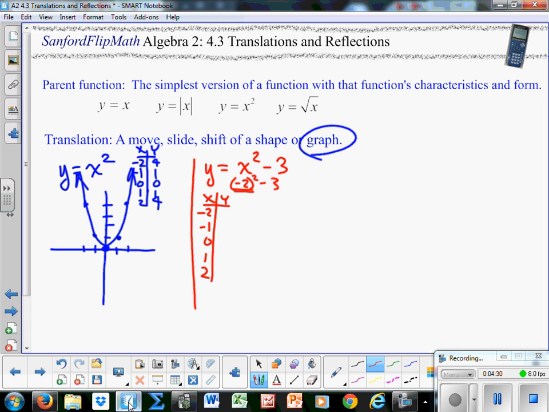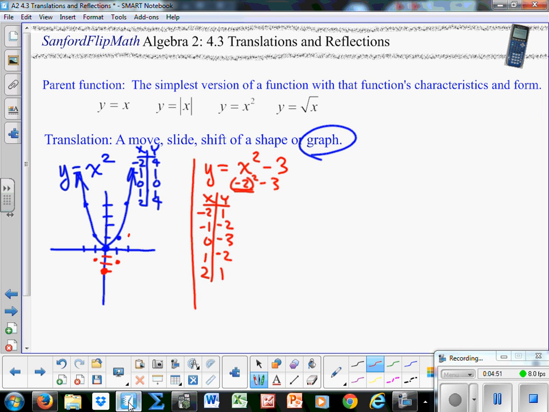4 minus 3 is 1. 2 squared is 4, minus 3 is 1. Okay, if I put negative 1 in, negative 1 squared is 1, minus 3 is negative 2. And if I put positive 1 in, I also get negative 2. And if I put 0 in, 0 squared minus 3 is negative 3. Okay, I'm going to graph this on the same axes.